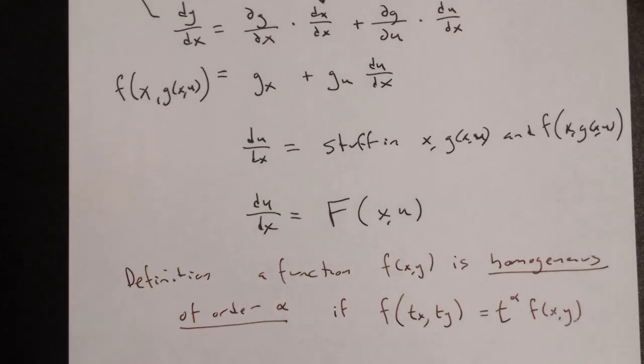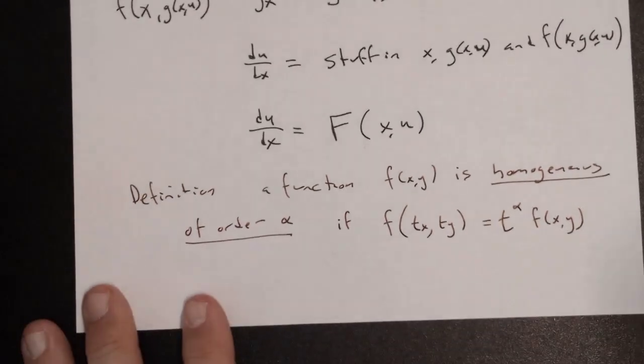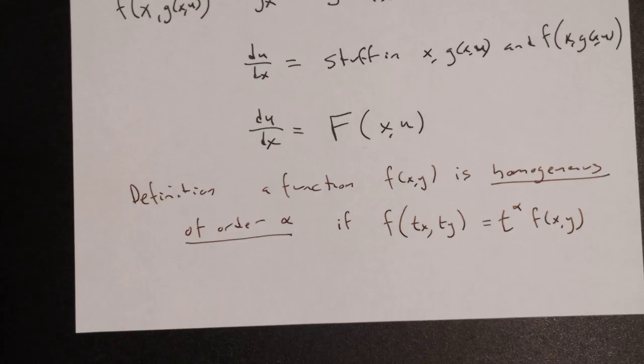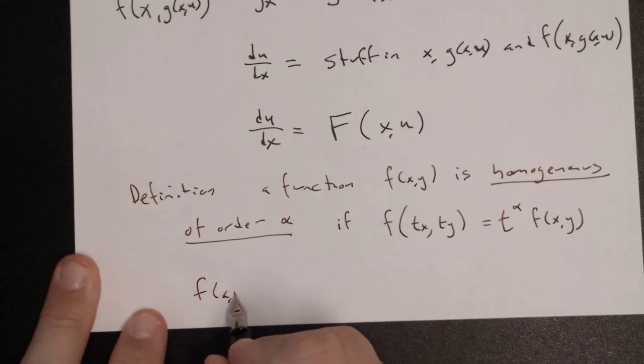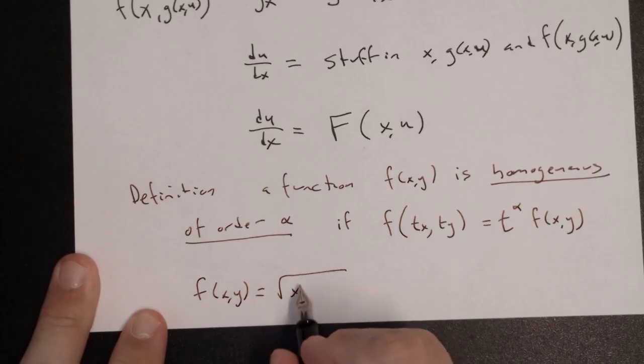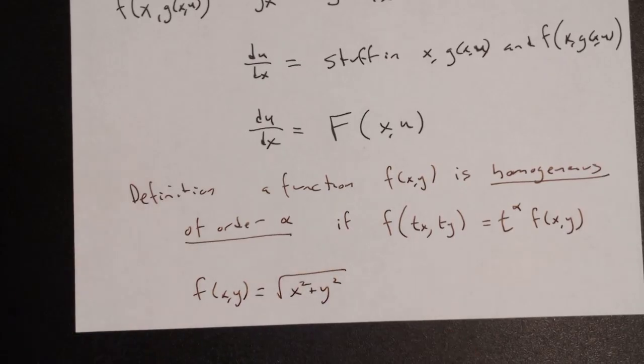Now, before you look at me like I've lost my mind, you've seen this before. Here's a function. F of xy equals square root of x squared plus y squared. I claim this is a homogeneous function. Let's check. Replace each x by a tx and each y by a ty. What do you get?